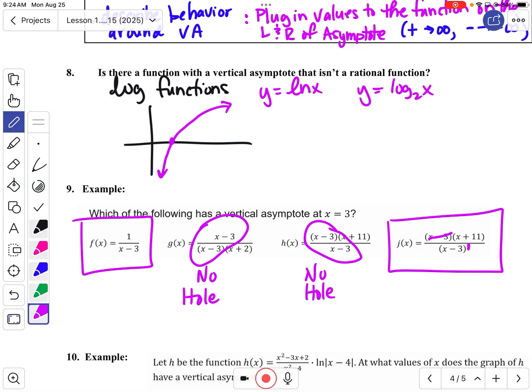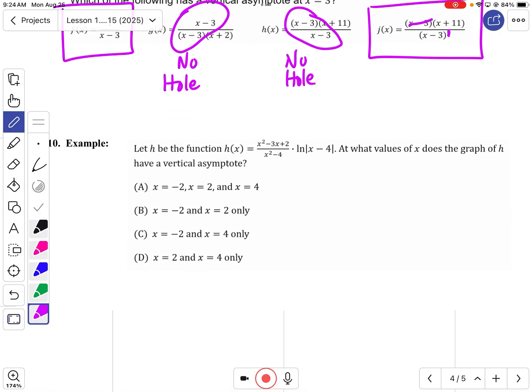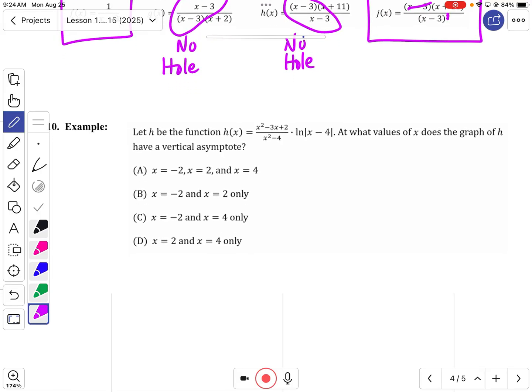Question about that? Okay, let's look at the next one. Oh, goodness. Okay, so here's my function. x squared and all that stuff over x squared minus 4 times the natural log of the absolute value of x minus 4. There's a lot going on right here.